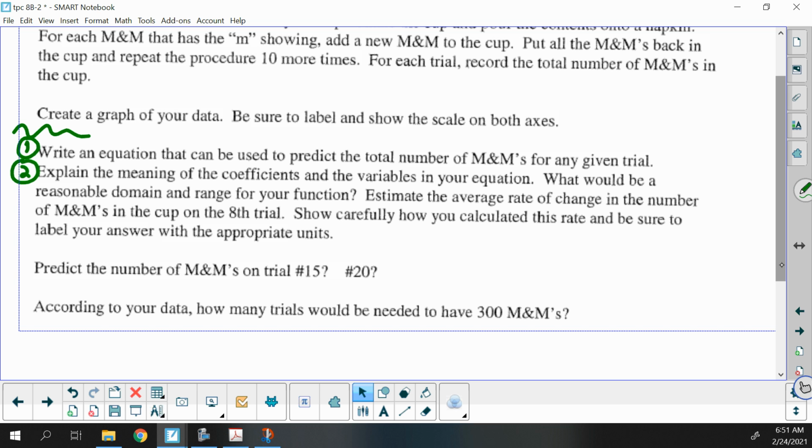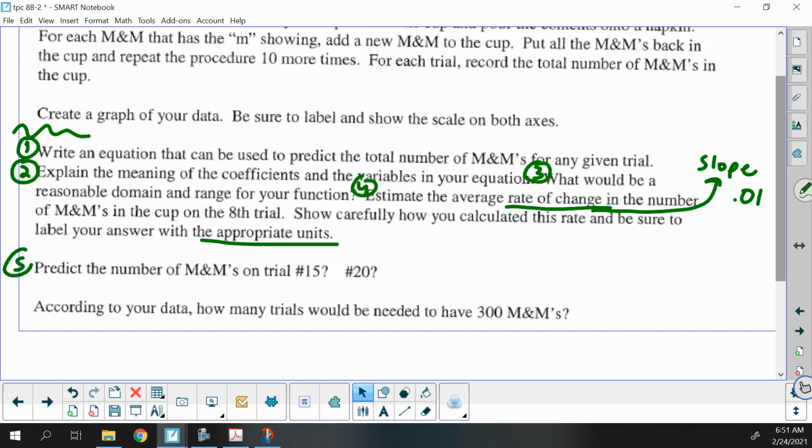What would be a reasonable domain and range for your function? So let's put a 3 there. Estimate the average rate of change of M&Ms in the cup at the 8th trial. So that's 4. So rate of change, remember that is our slope. And we should be using our 0.01s like we did in our bacteria growth when we found our rates. Now note, you need to make sure you have units on your answer for that.